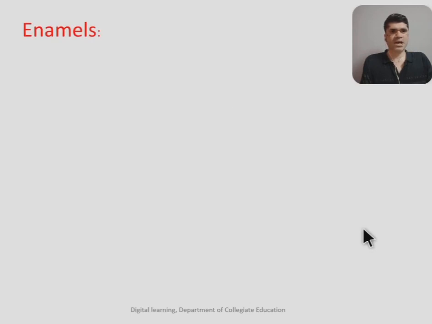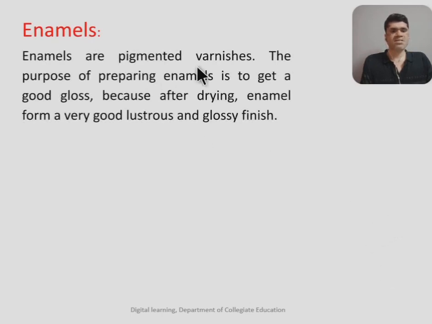So let us move to enamels. Enamels are pigmented varnishes. The purpose of preparing enamel is to get a good gloss, because after drying, enamel forms a very lustrous and glossy film. After applying paint, once the paint dries, it must have a glossy finish. Therefore these enamels are used.